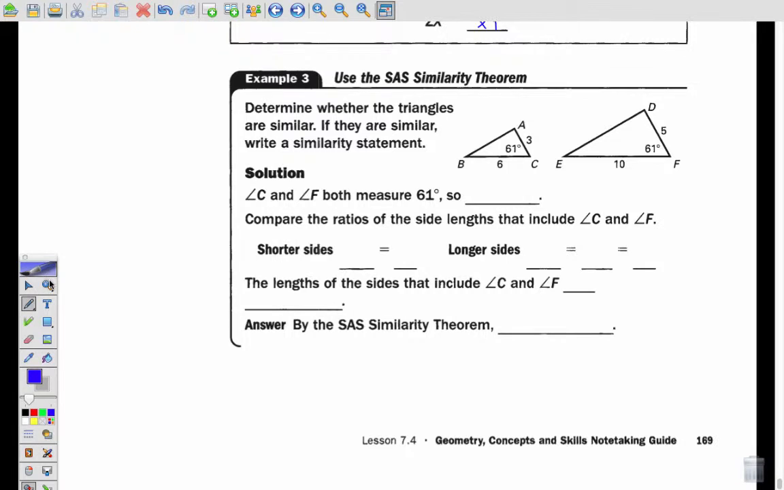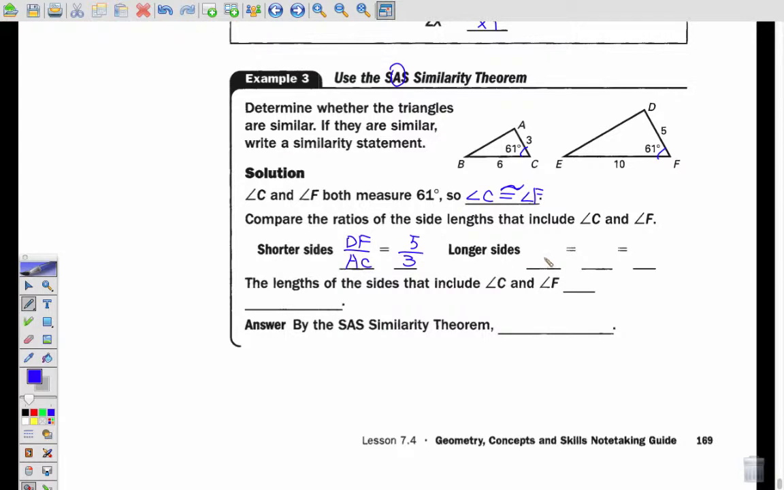Let's see how we do this one. We have to determine if they're similar. The good news is that we've got one pair of angles that are congruent, and that's angle C and angle F. That's congruent to angle F. So I have my A, right? I have my A in the SAS. Now let's look at the 2 sides that's including these two corresponding angles. The shorter side is DF, and the other shorter side is AC, so that's 5/3.